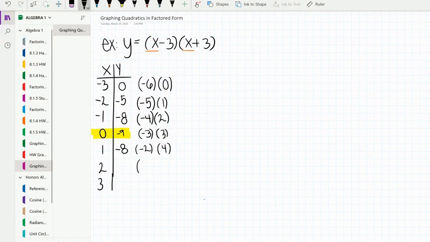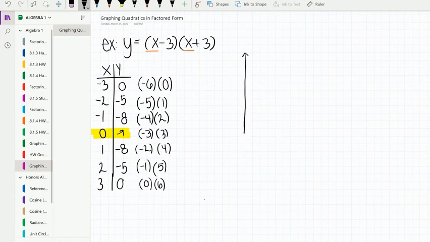if I plug in 2, 2 minus 3 is -1. 2 plus 3 is 5. So -1 times 5 is -5. And so we should start to see that it goes 0, -5, -8, -9. So then it will go -8, -5, 0. And just in case we don't see that, 3 minus 3 is 0. 3 plus 3 is 6. 0 times 6 is 0. Okay, so we will go ahead and graph this.